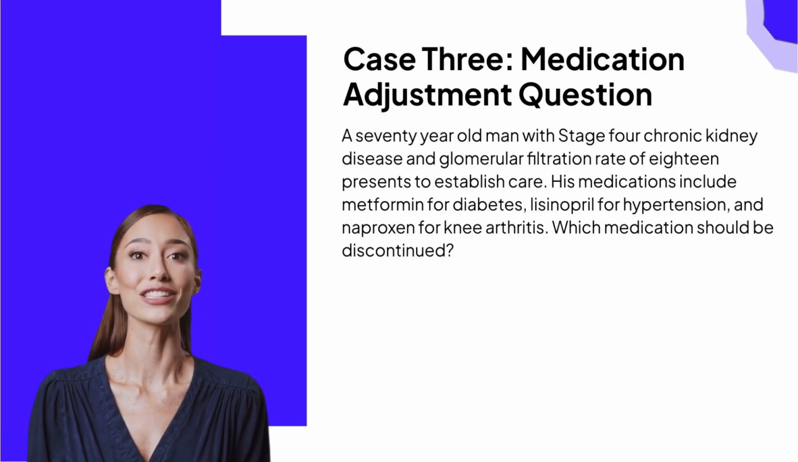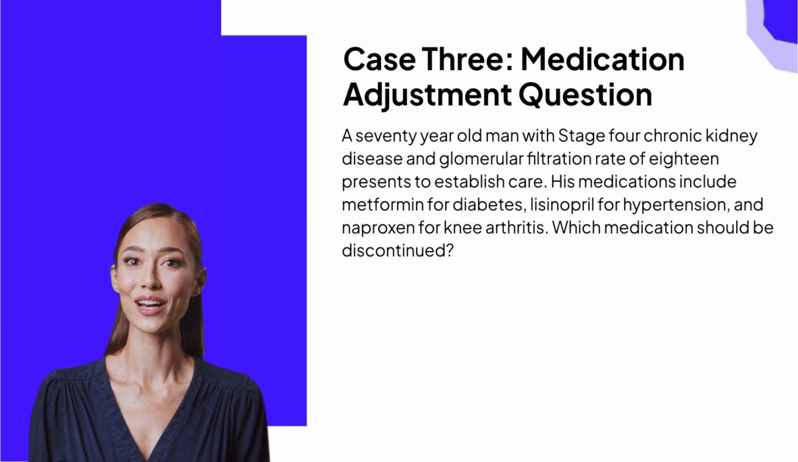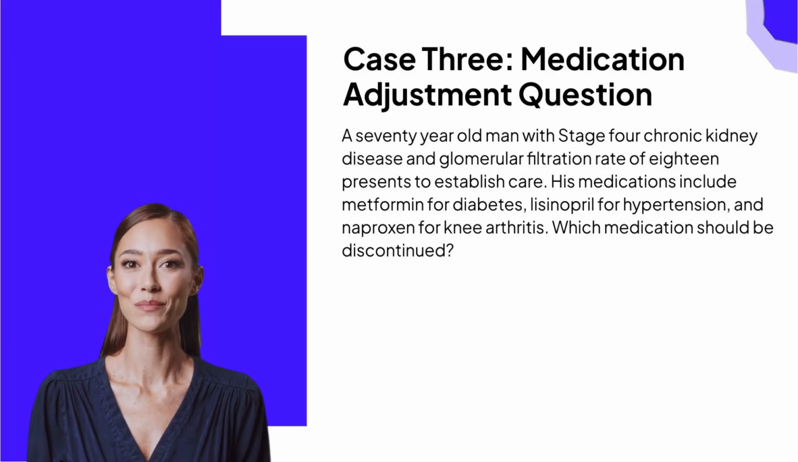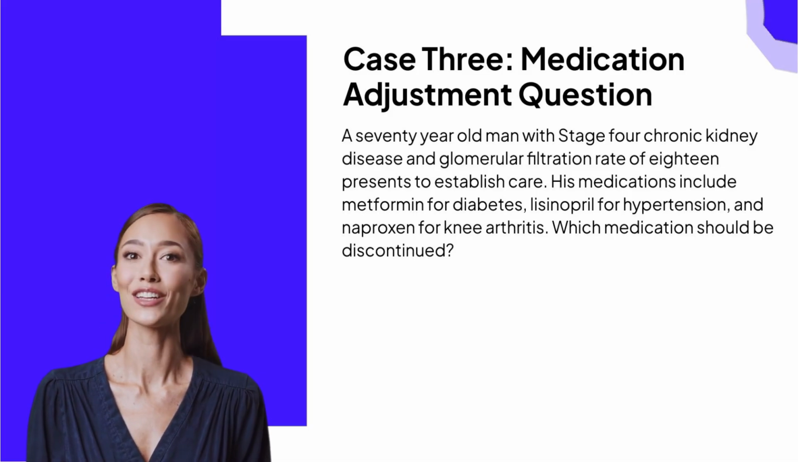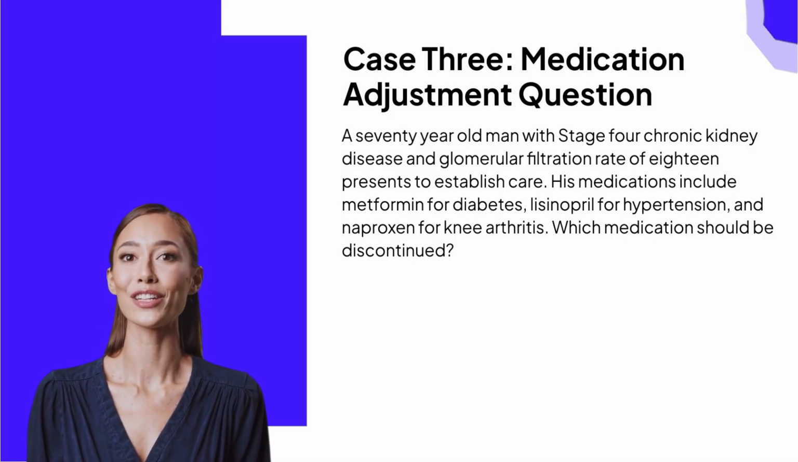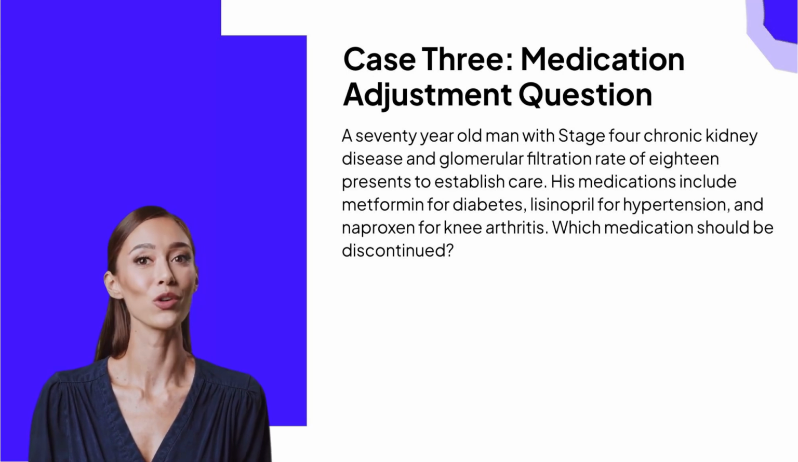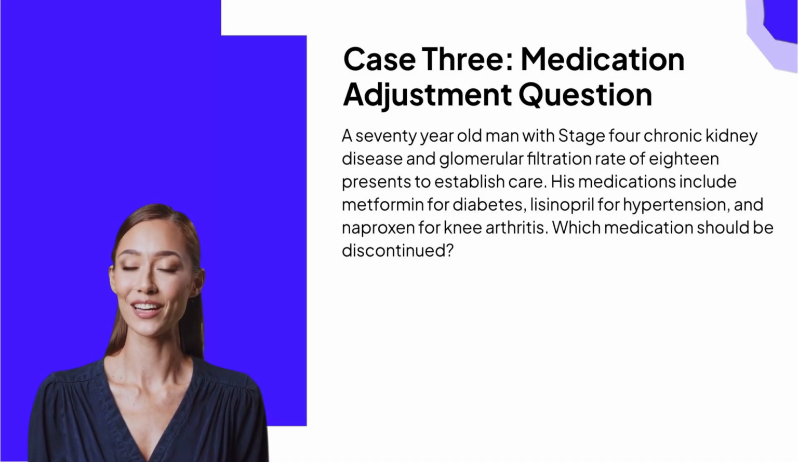Case 3. A 70-year-old man with stage 4 CKD and GFR of 18 comes in to establish care. His medication list: metformin for diabetes, lisinopril for hypertension, and naproxen for knee arthritis. The question: which medication should be discontinued? This is a very common exam format. Give you 3 or 4 home medications and ask which ones need to go. Look at the GFR, think about each drug individually, and remember that when more than one drug is problematic, the exam usually wants the one causing the most immediate harm.